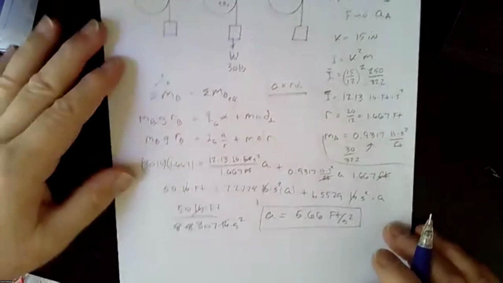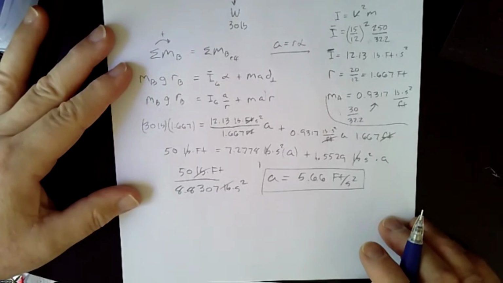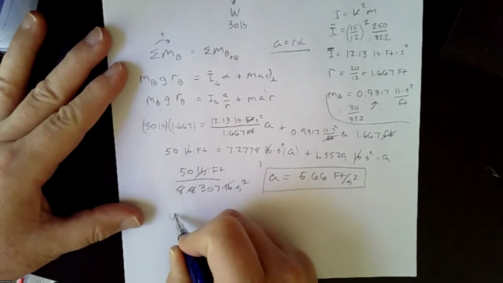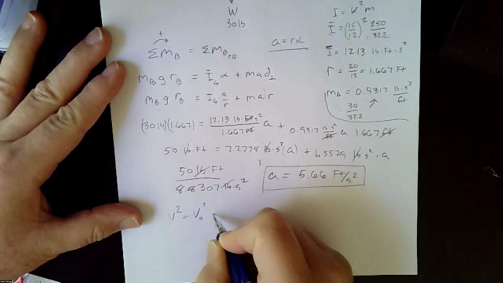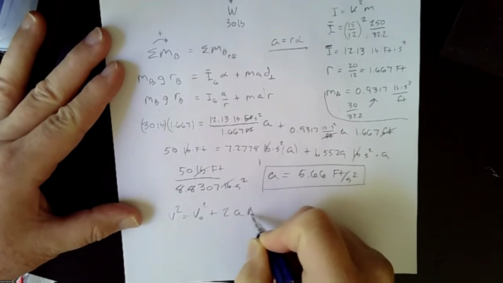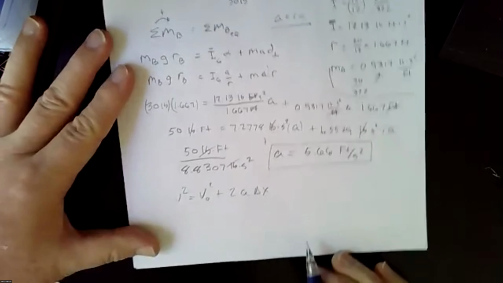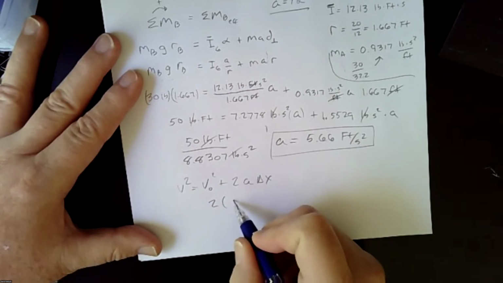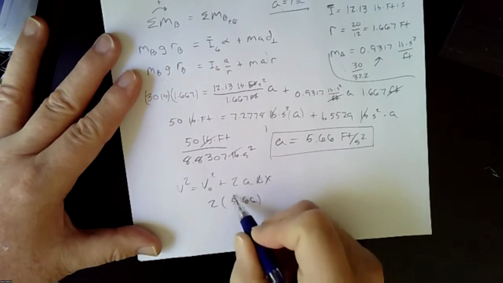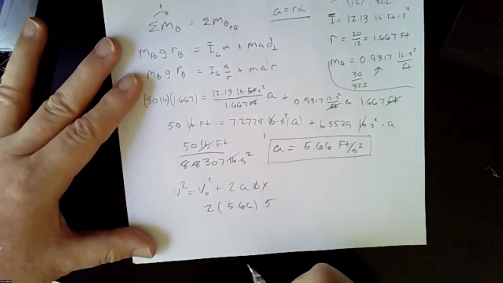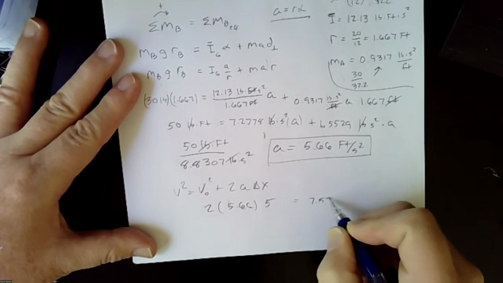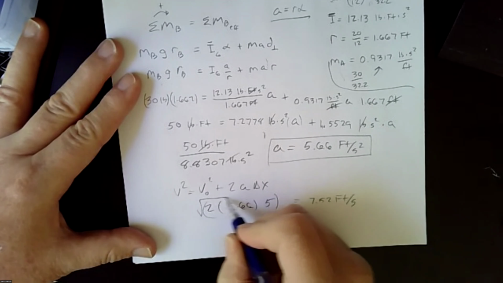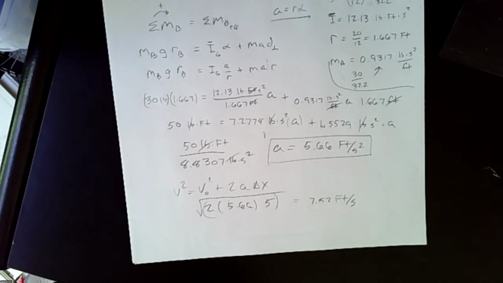Okay. So the velocity at 5 feet would just be v squared equals v naught squared plus 2 a delta x. So that's just going to be 2 times 5.66 times 5. And so we get 7.52 feet per second. Oh, and that's all square rooted. Okay. And that's it, because v naught is 0.